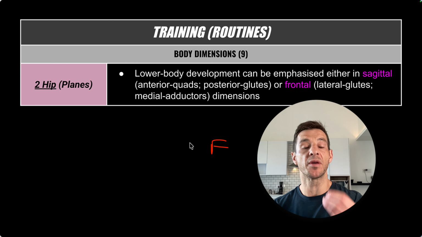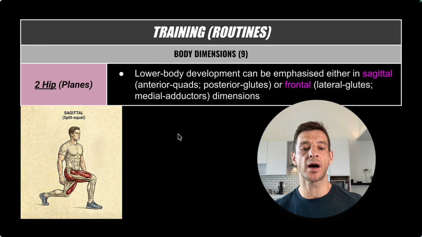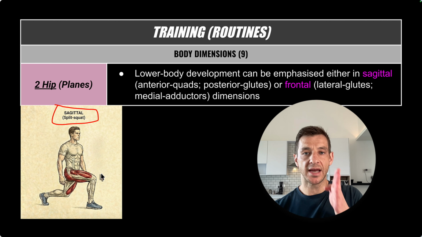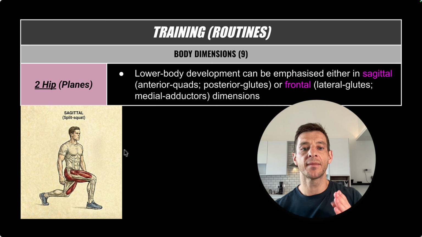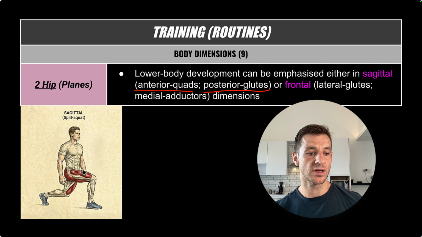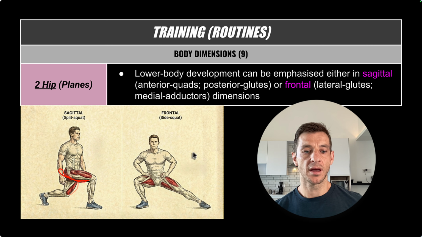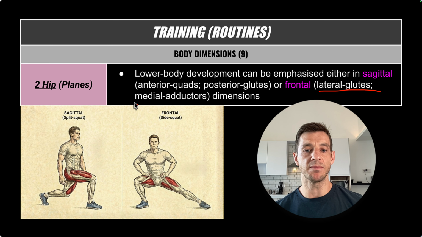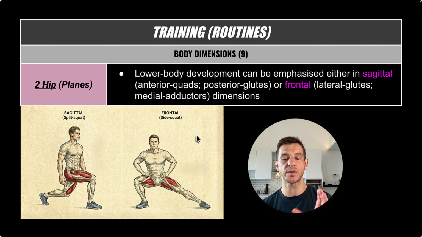Now, you don't really need to remember the planes. However, the best way to think about it is that in the sagittal plane, the body is moving in a linear path, either forward or back, and it's going to emphasize the anterior quads as well as the posterior glutes equally, as we can see here. Whereas the frontal plane is about moving side to side, emphasizing the lateral glutes, which you can't see in this image, and the medial adductors, which we can see here. These are the minimum planar considerations we need to take into account if you want total lower body development.